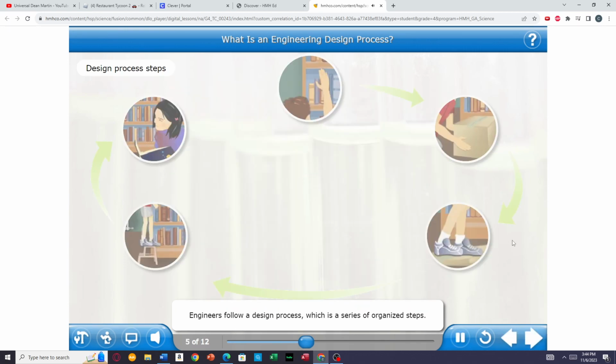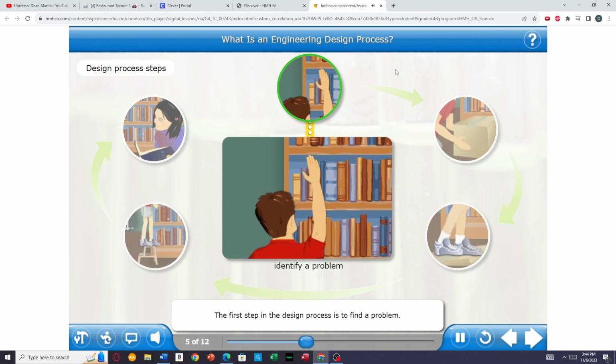Engineers follow a design process, which is a series of organized steps. To start this process, a problem should first be identified. Some problems engineers might come across include how to make a building that meets particular needs, fixing a car engine design, and developing new products. Click the images to find out more about the steps in the design process.